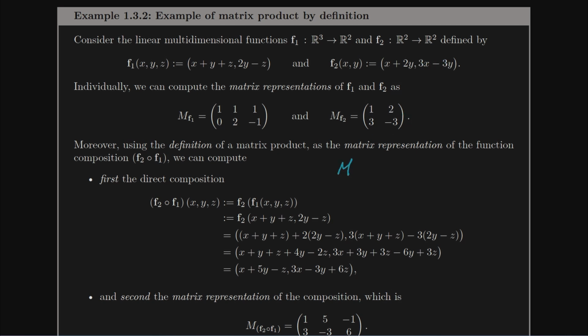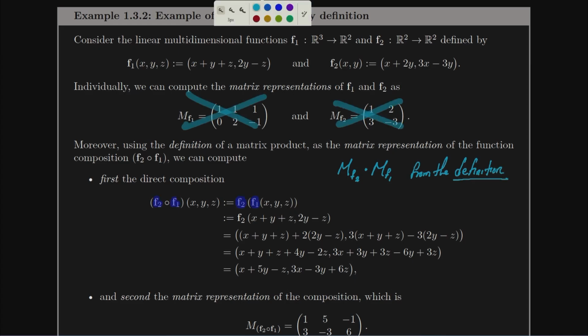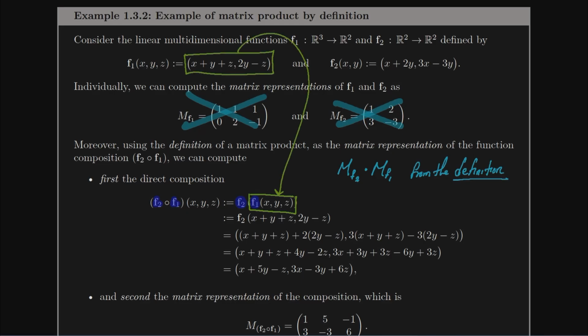Okay, so let's see if we can compute the matrix multiplication M_f2 with M_f1 directly from the definition. To do that, we're going to have to compute the composition of f2 with f1, which means we're going to take the entire output of f1, which is right here, and plug it into f2. So there I've taken the entire output of f1 and plugged it into f2. And now that we're working with f2, this entry x, we don't want to think about it as the entry x anymore.